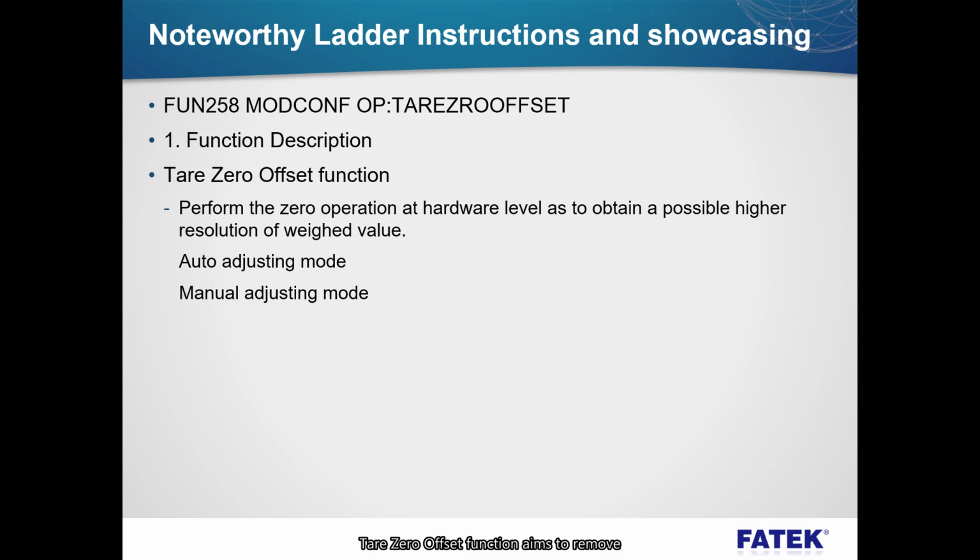Tare zero offset function aims to remove tare weight as well. It's just that it performs the zero operation at hardware level so as to obtain a possibly higher resolution of weight value. Auto-adjusting mode: the corresponding parameters are automatically calculated. Manual adjusting mode: the corresponding parameters are given by users. Auto-adjusting mode is recommended most of the time.